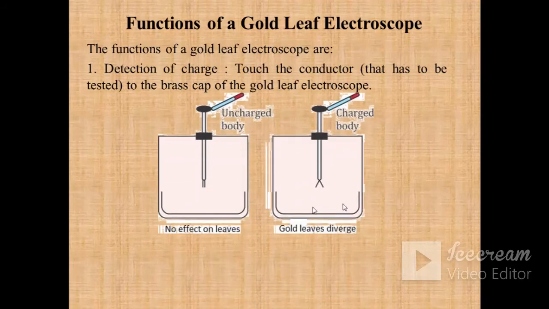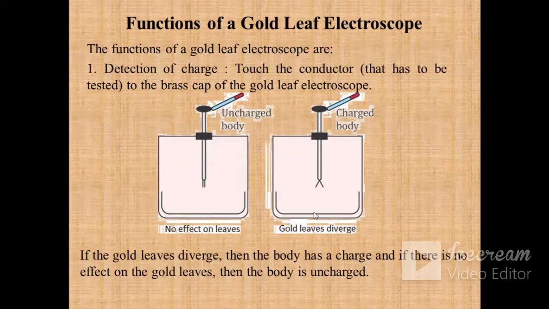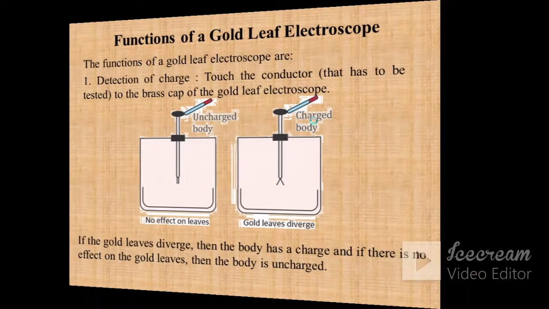So touch the conductor that has to be tested to the brass cap of the gold leaf electroscope. If the body is uncharged, then there will be no effect on the leaves. If the body is charged, then the gold leaves are going to diverge. So this movement of the gold leaf shows that the body that we are touching to this brass disc is actually a charged body.